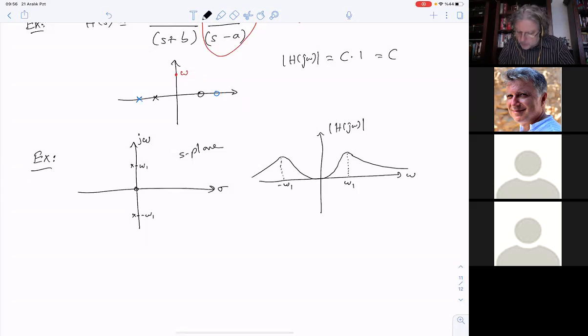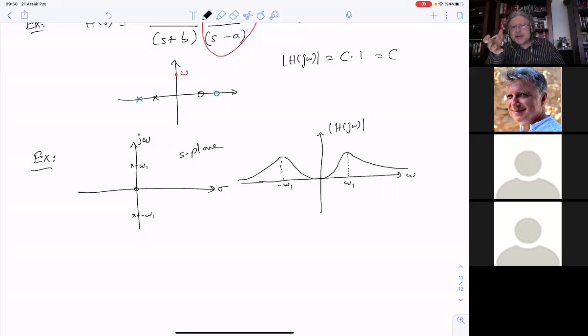And at the negative side, the situation will look more or less the same. Around minus omega 1, it will reach a peak, and after that, it will shrink down to 0. So H of j omega will look like this.